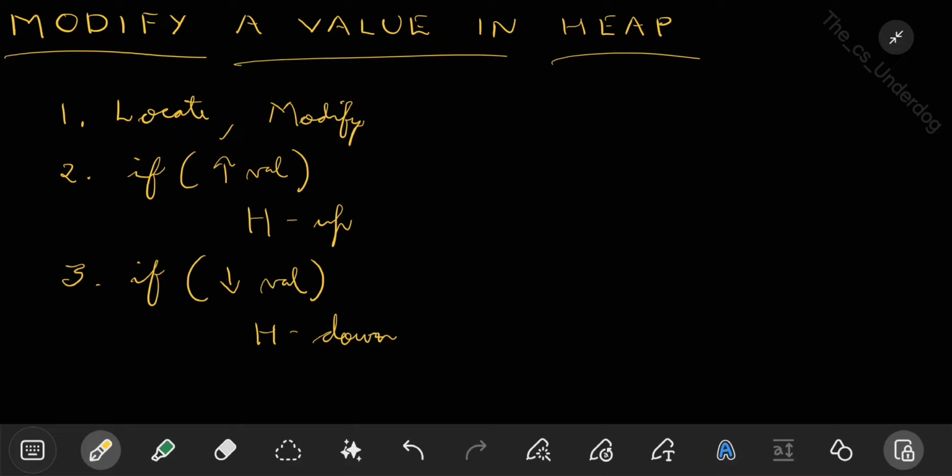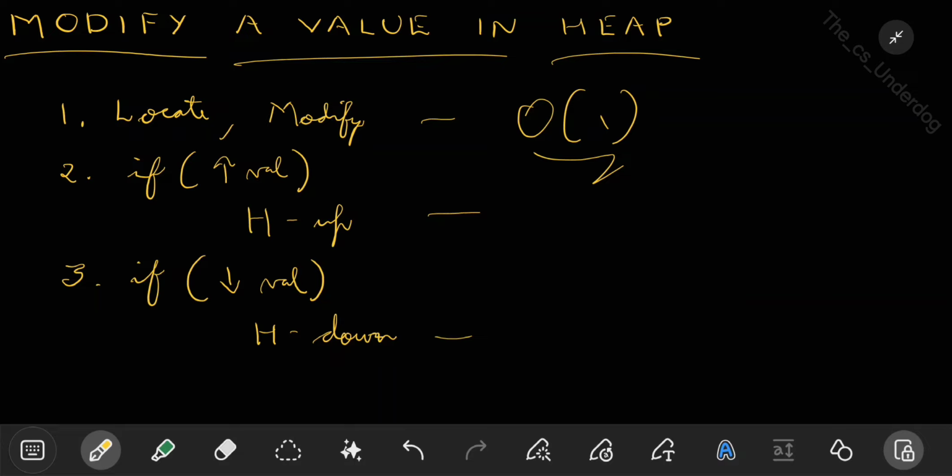So what are the time complexity and space complexity here? Locating and modification: let us say you are given the location of the node, then you can directly modify, so this should be order of 1. The next step is to do either heapify up or heapify down. In case of heapify up, you are traveling from this node to the root, so the number of steps depends on the height of the tree, because at most you have to travel from leaf to root.